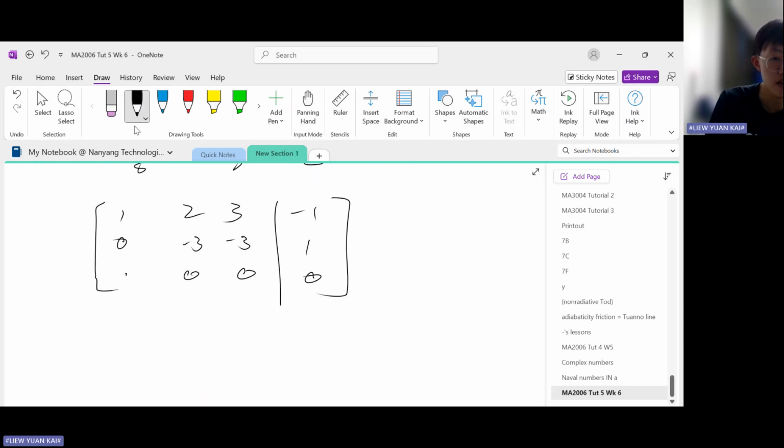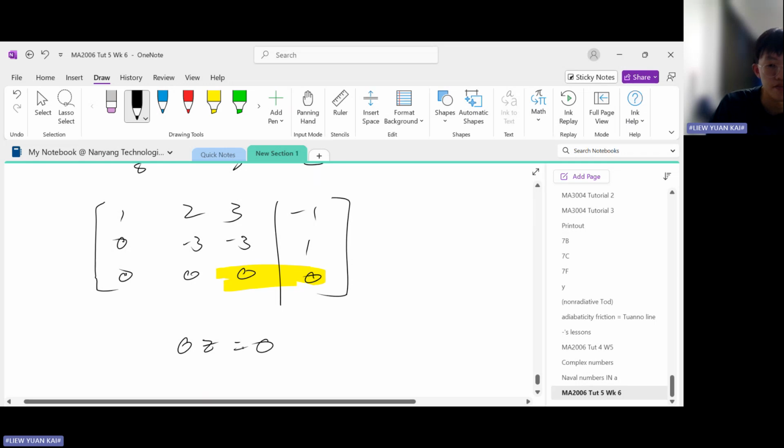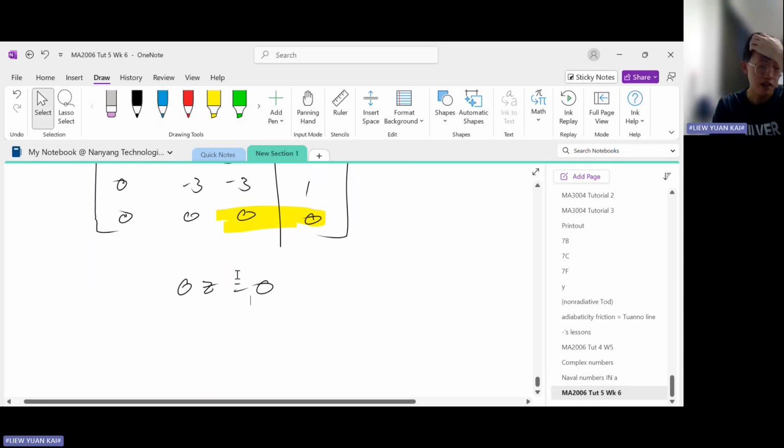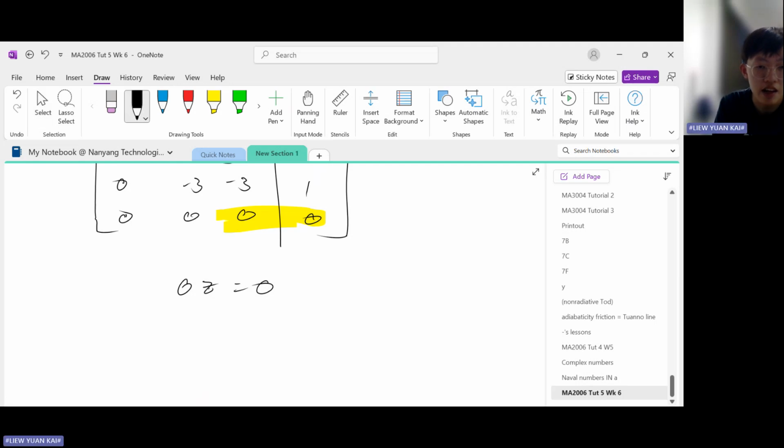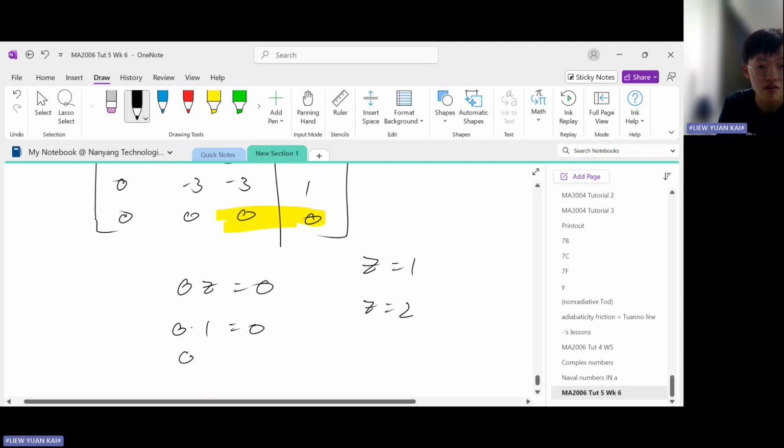Focus on the z entry and the other side. So this is saying 0z is equal to 0. Like I said last class, the logic behind this is in last class. Any value of z can satisfy this equation. Try plugging in z equals 1. 0 times 1 will become 0. Try z equals 2. 0 times 2 is equal to 0. Try z equals negative 1. 0 times negative 1 is still 0. Try z equals all the way until 100. 0 times 100 is still 0.